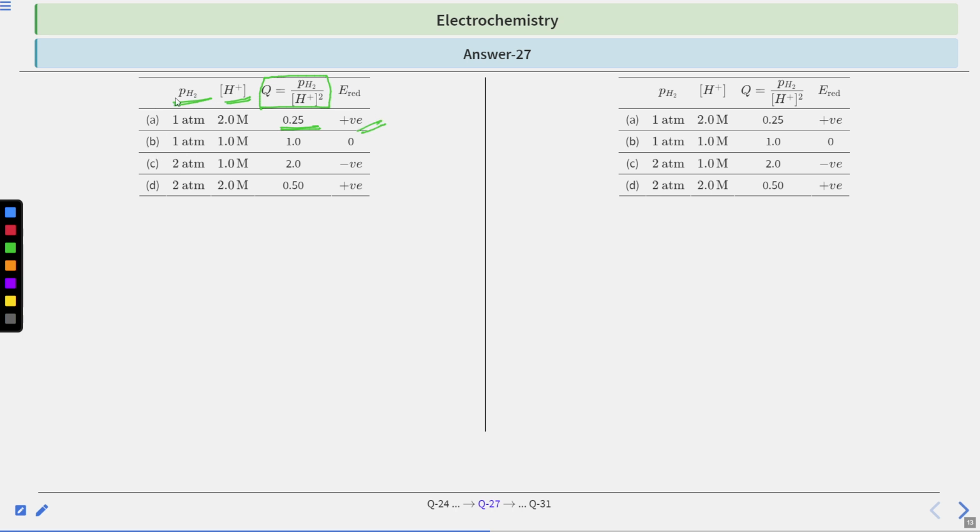For the B option, pressure of H2 is 1 atmosphere, hydrogen positive concentration is 1 molar, so Q is coming out as 1 and E of reduction is 0 for this. Pressure of H2 is 2 atmosphere in the C option, H positive concentration is 1 molar, so Q will be 2. So E of reduction is coming out as negative. Pressure of H2 is 2 atmosphere in the D option and H positive concentration is 2 molar. So Q is coming out as 0.5 and E of reduction is coming out as positive.